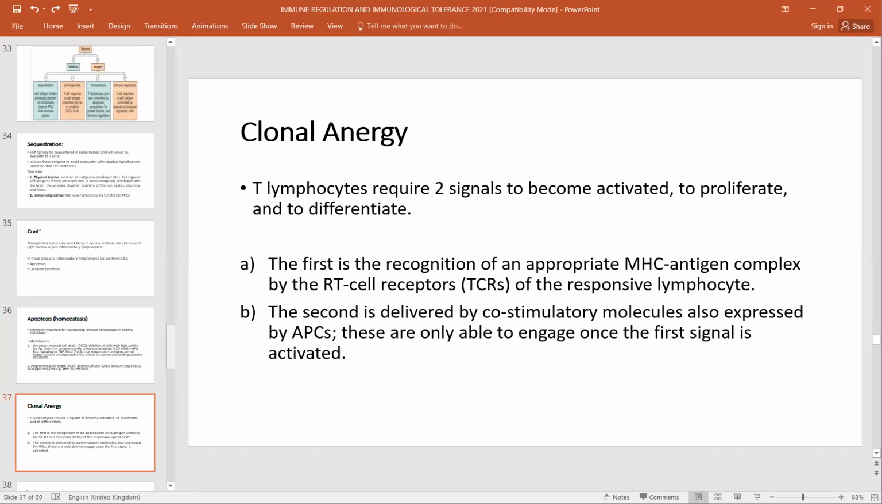So the first is the recognition of an appropriate MHC antigen complex with the TCRs, the T cell receptors, of the responsive lymphocyte. What it really means is, when you have a T lymphocyte engaging or being engaged by an APC, an antigen presenting cell, when the two cells meet, there is some degree of so-called three-dimensional recognition between the TCR and a similar biochemical configuration on the APC.